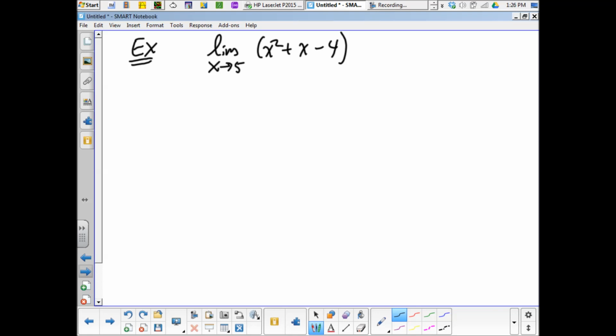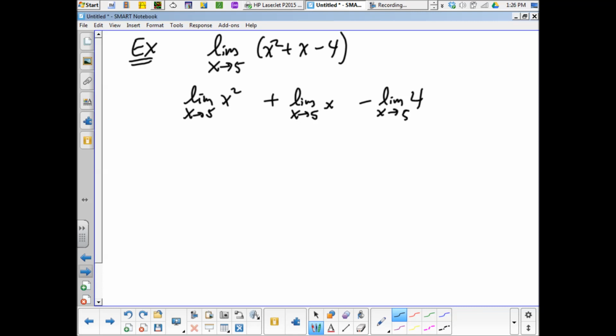I'm allowed to split this into 3 limits. So the first one is the limit as x goes to 5 of x squared. The second one is the limit as x goes to 5 of x. The third one is more of a subtraction thing, but rule 4 allows it. So I made this into limit of x squared plus limit of x minus limit of 4. And I forgot to write my little 5 there.